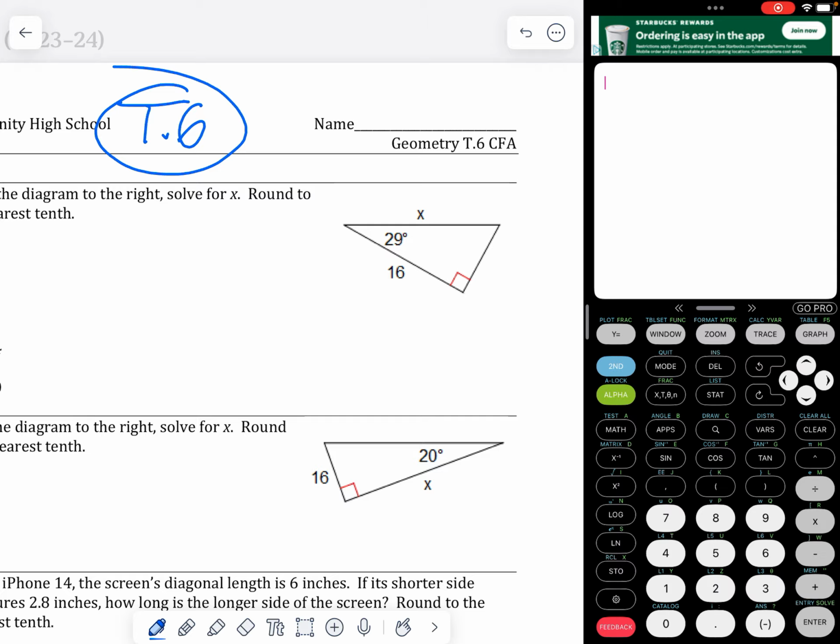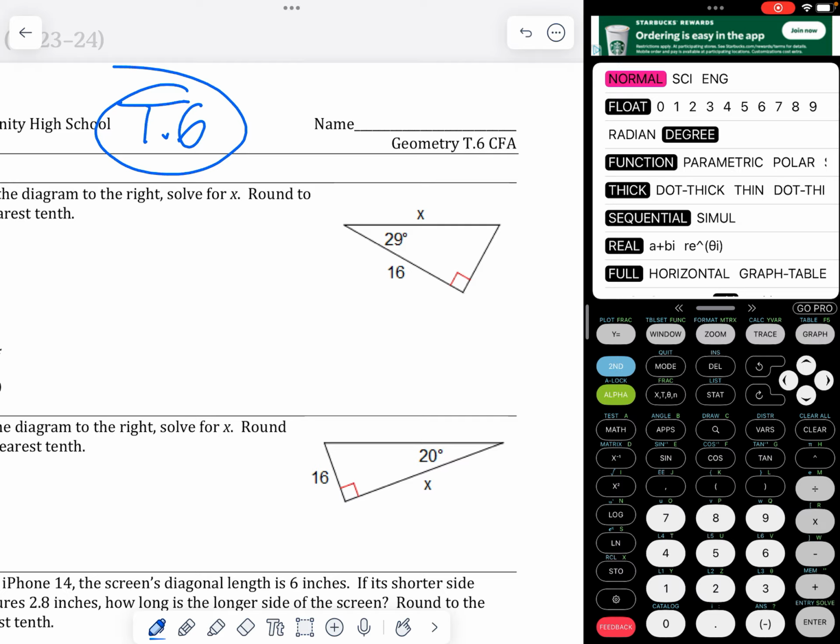When we talked about trigonometry, it had to be in degrees. If we click mode, again, it should be the same on all of them, that third one down, it has to say degrees. If it does not say degrees, we're going to get a completely wrong answer. You guys were doing that a lot on the test. We've talked about that so many times, setting your calculator to degrees.